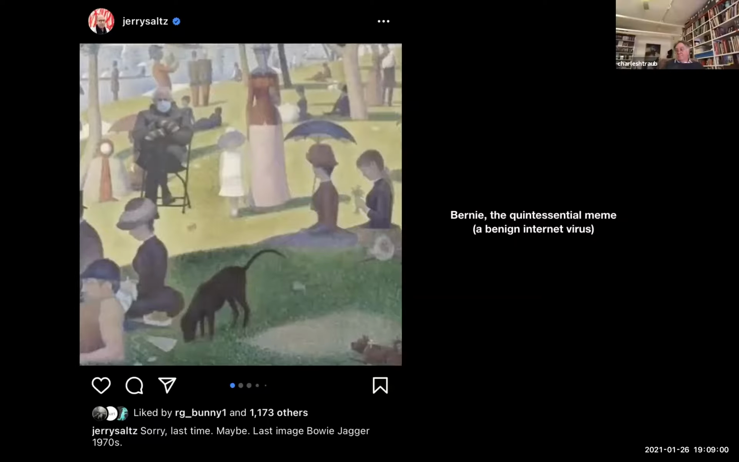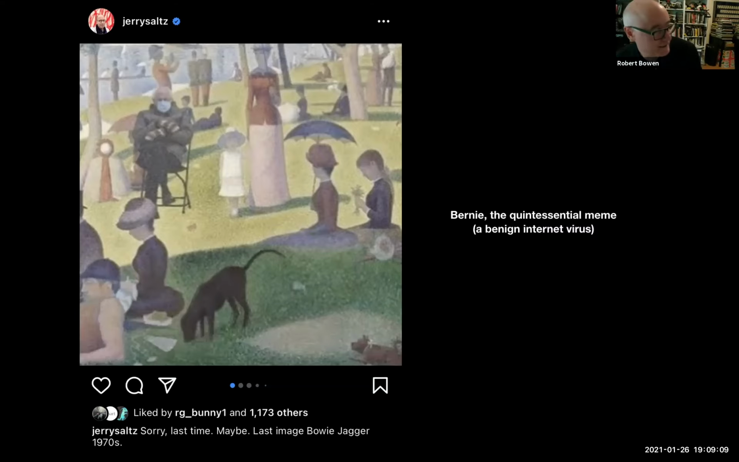All right. So you've all seen the Bernie memes this week, which I'm thinking of as a benign internet virus, as opposed to the viruses that are not so benign, that contributed to the insurrection. We talked about the Seurat painting last week, and then I happened to see this one from Jerry Saltz. So it ties in on several levels. To see Bernie in there, it doesn't make any sense, and yet we all are enjoying it.